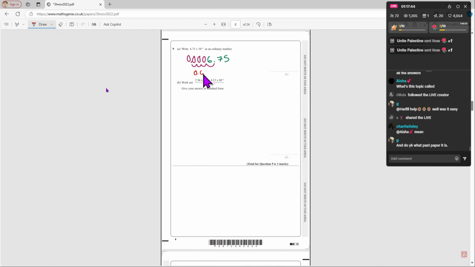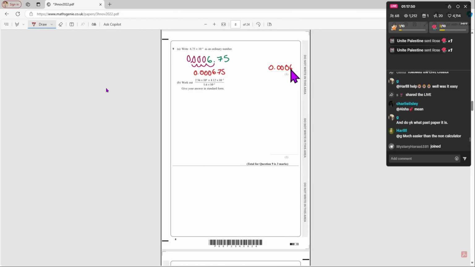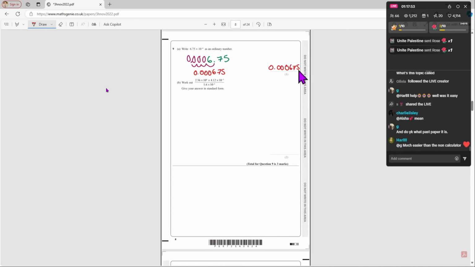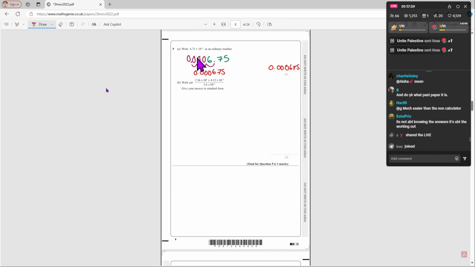And then you can write your ordinary number. It's going to be 0.000675. That's your answer. Or what you can also do is write this into your calculator, and it will literally give you the answer.